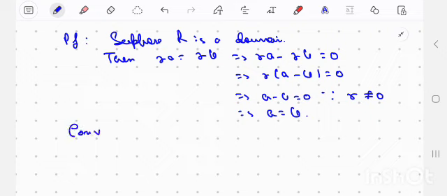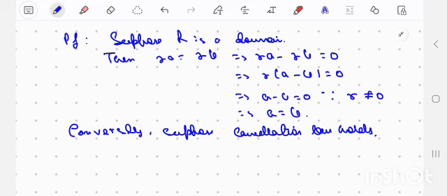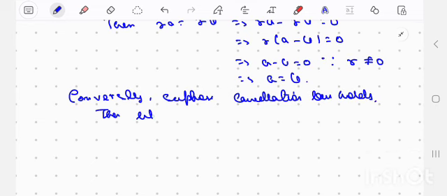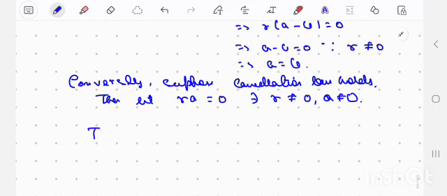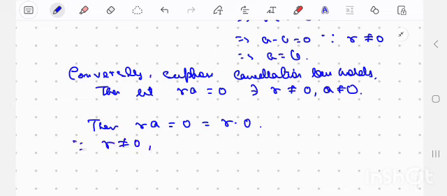Conversely, suppose the cancellation law holds. Then let RA be equal to 0, such that R is non-zero and A is non-zero. Then I can write RA equal to 0 as R times 0. Since R is non-zero, A must be equal to 0 by the cancellation law, which is a contradiction. This is a symbol often used for denoting contradictions.